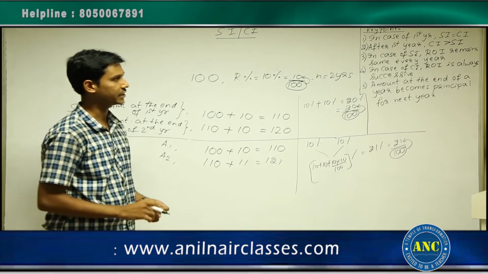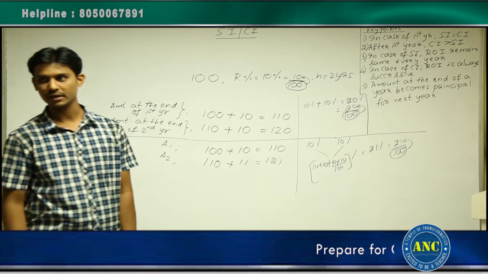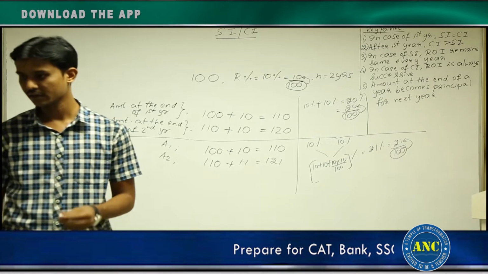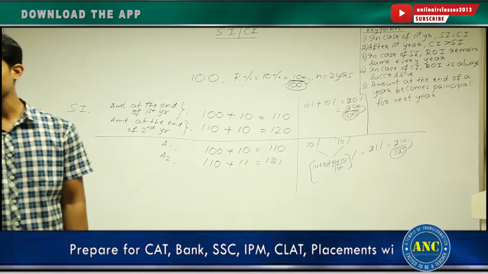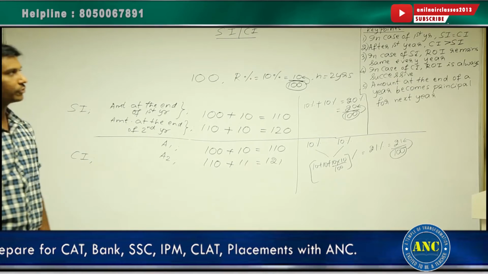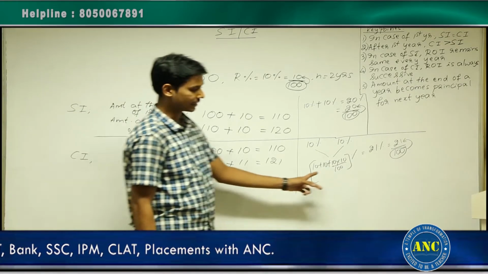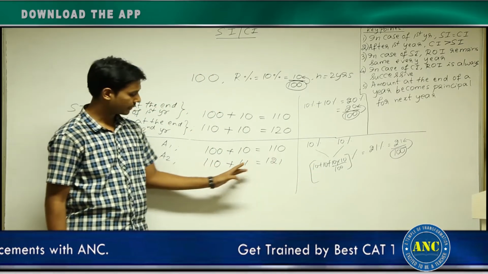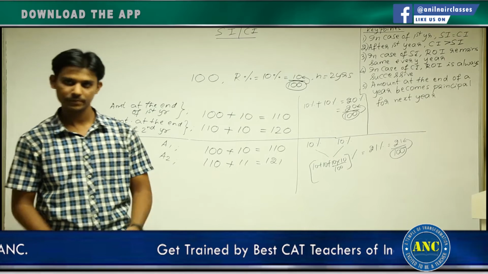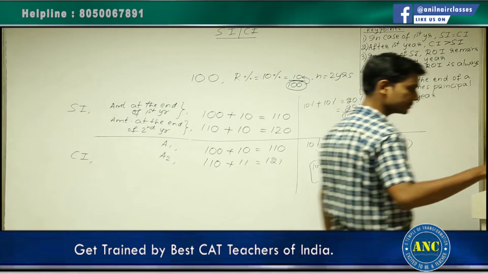In case of first year, SI is equal to CI. After first year, CI is always greater than SI. What is the third key point? In case of SI, rate of interest remains same every year. In case of CI, rate of interest is always successive. Fifth key point, amount at the end of year becomes the principal for the next year. Okay? Let us start with the problem.